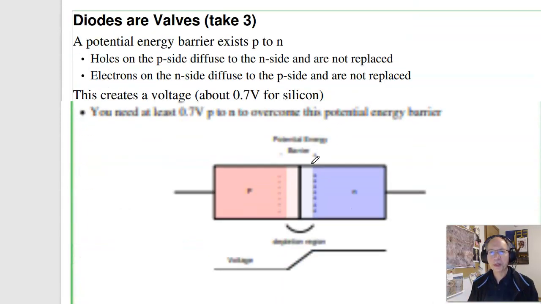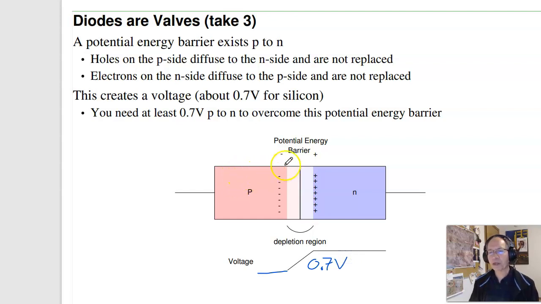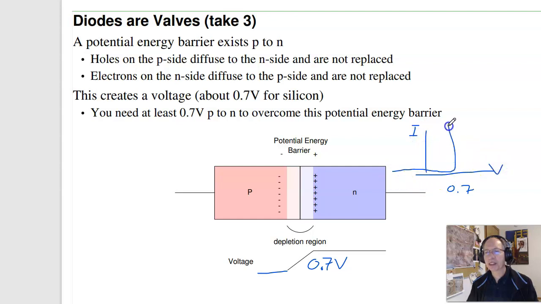That's the second way to describe it. A third way to describe it. I have all these electrons on the left side, all these holes on the right side. That's minus charges and plus charges. That creates a voltage, a potential energy barrier. It takes a little bit of energy, about 0.7 volts, to overcome it. If I have less than 0.7 volts, I don't have enough energy to overcome the potential energy barrier, and there's no current flow. More than 0.7 volts, I get current flow. So this kind of says what you should get is about 0.7 volts. If this is current and this is voltage, nothing happens, nothing happens, nothing happens, then suddenly I get current flow.